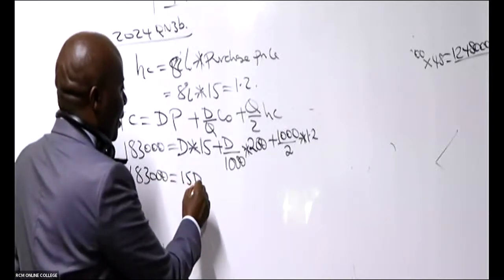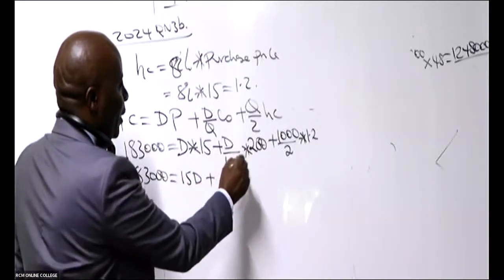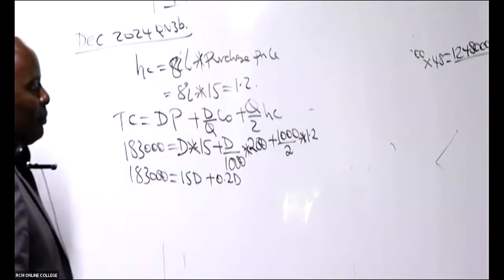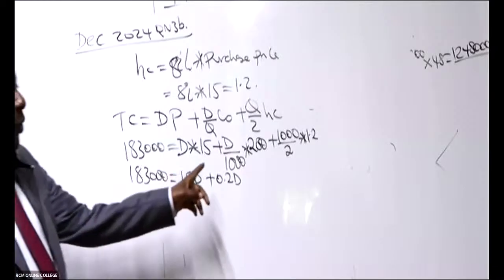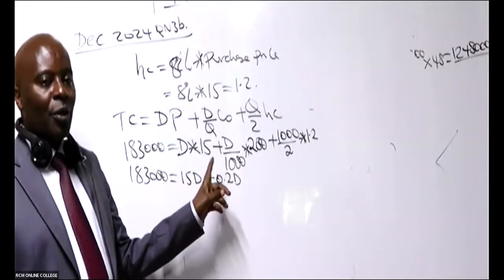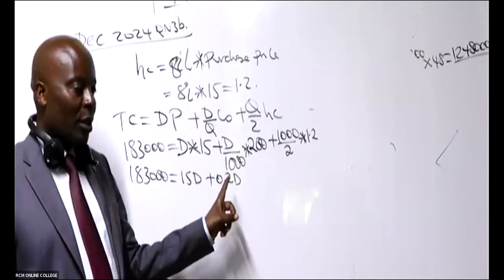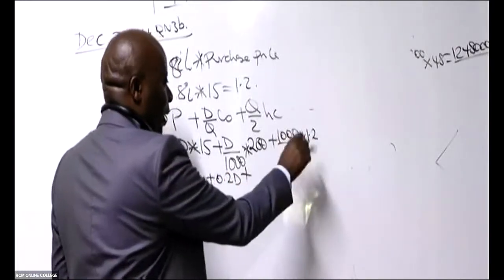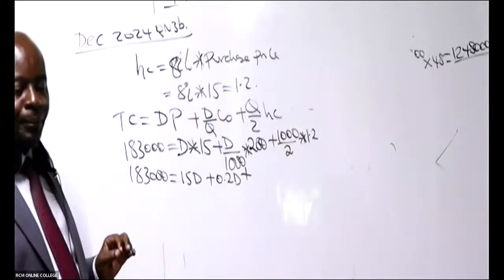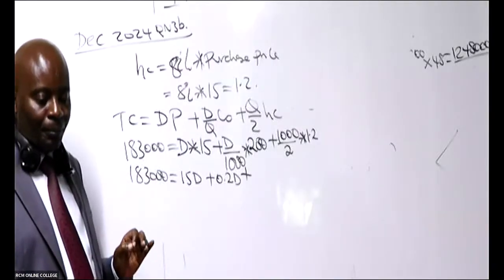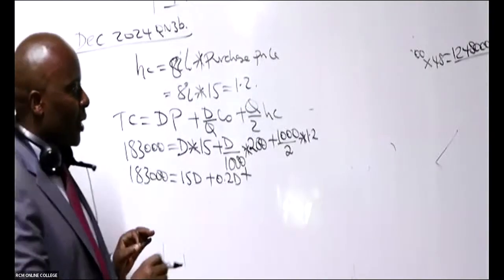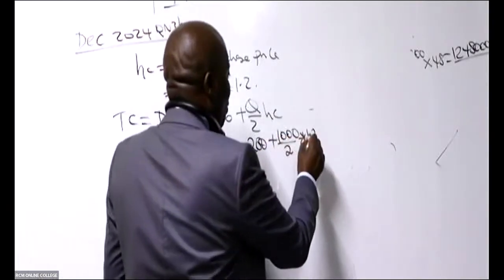So then this one, if I try fixing it down, it will be 183,000 equals 15D plus, this is 0.2, right? You see, 200 over 1,000 is 0.2. So it will be 0.2D. Plus, could you kindly go ahead and do these multiplications and give me the final answer there? 1,000 divided by 2 times, in this case here, 1.2. What are we going to get at the end of the day?